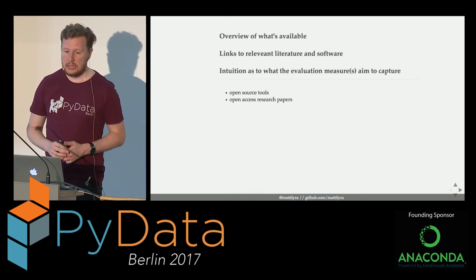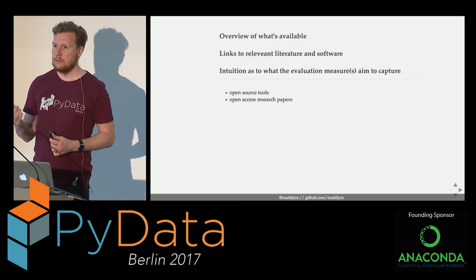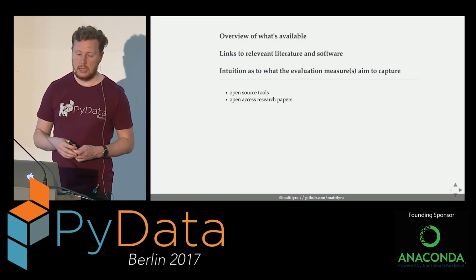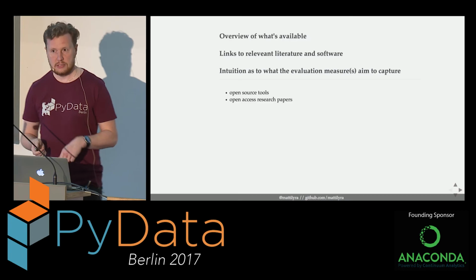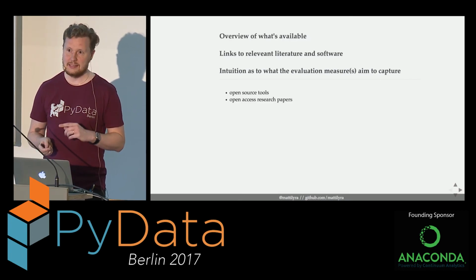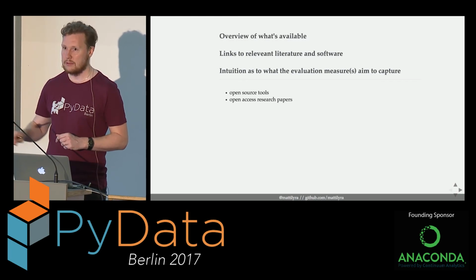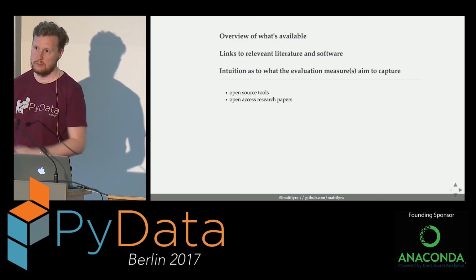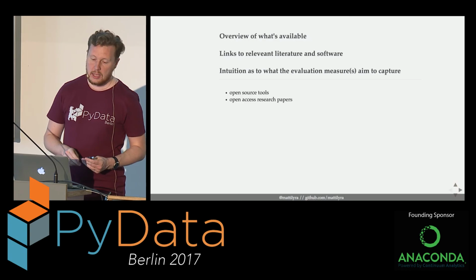So this talk is really an overview of what's available for evaluating topic models. There's quite a lot of links to relevant literature, as well as software, which is why the companion notebook exists. You don't have to try to write everything down now. You can just go to the notebook and you'll find all the references there.